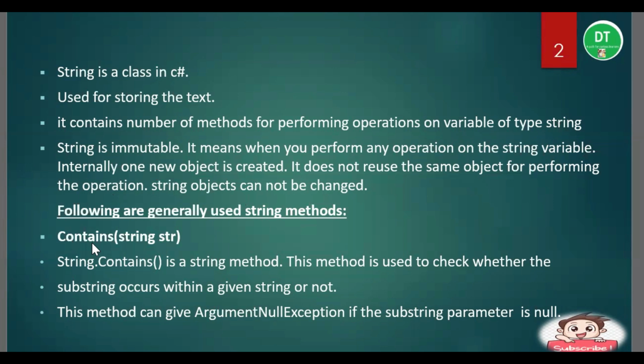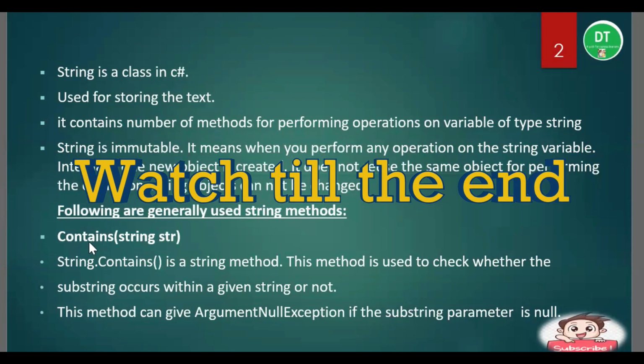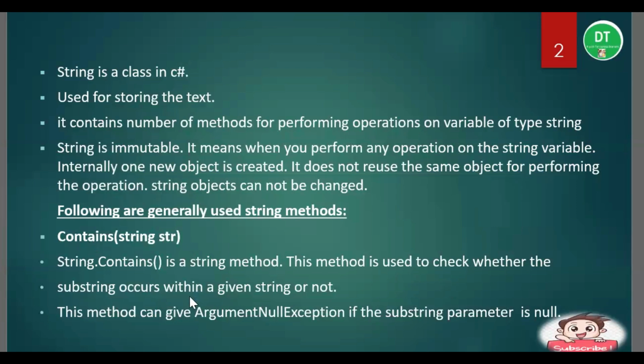Contains. So string has the contains method. When we want to get some string and check whether a particular substring is present in the string, then we use contains. String.Contains is a string method. This method is used to check whether the substring occurs within a given string or not. This method can give an argument null exception if the substring parameter is null.